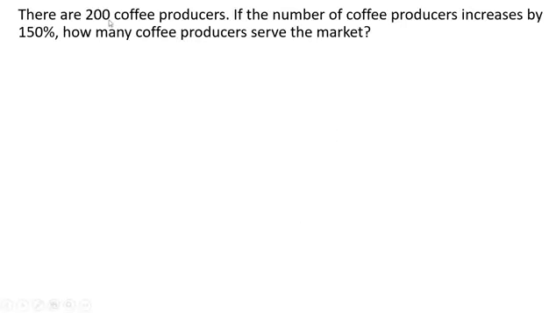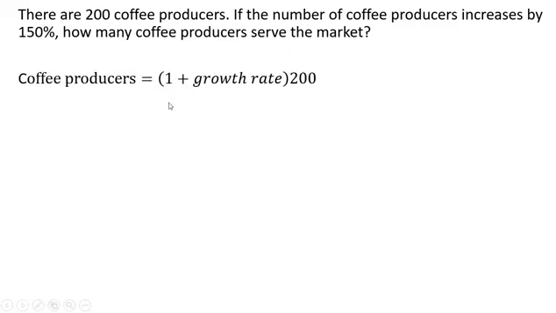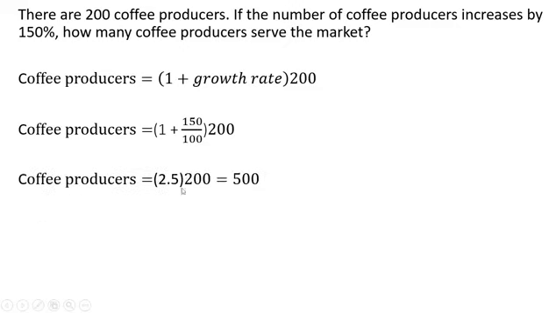Another example, there are 200 coffee producers. If the number of coffee producers increases by 150%, how many coffee producers now serve the market? So the number of coffee producers is going to equal 1 plus the growth rate in the number of coffee producers times 200, the amount of coffee producers now. So plugging in 150% is going to be 150 parts per 100. And that's going to be 1 plus 1.5 or 2.5. There will be 500 coffee producers now serving.